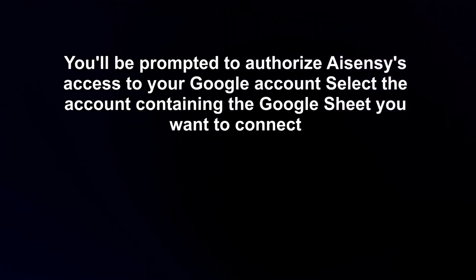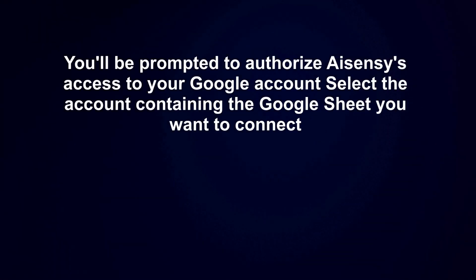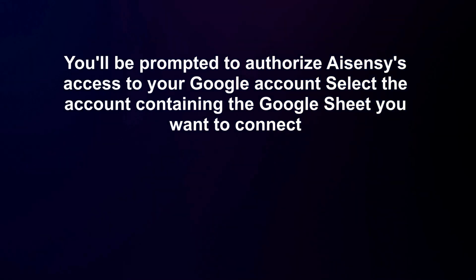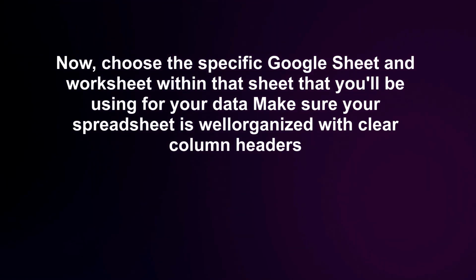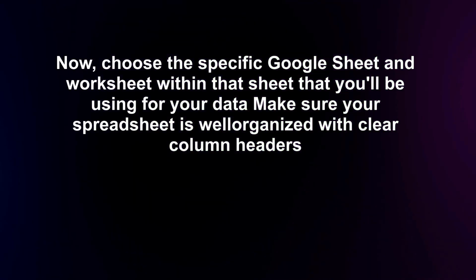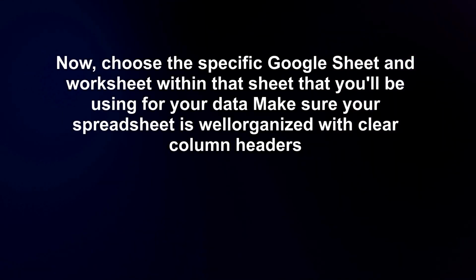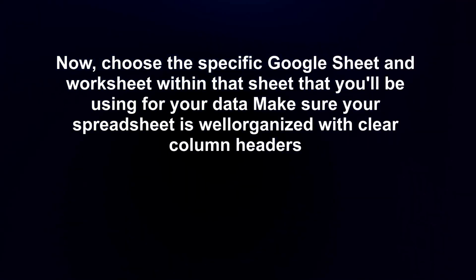You'll be prompted to authorize Aisensy's access to your Google account. Select the account containing the Google Sheet you want to connect. Now, choose the specific Google Sheet and worksheet within that sheet that you'll be using for your data. Make sure your spreadsheet is well organized with clear column headers.